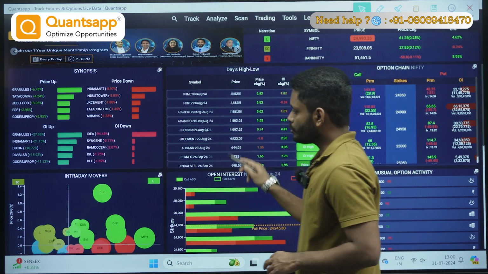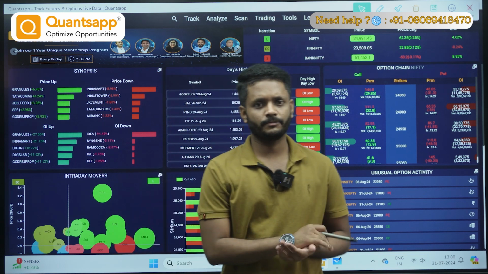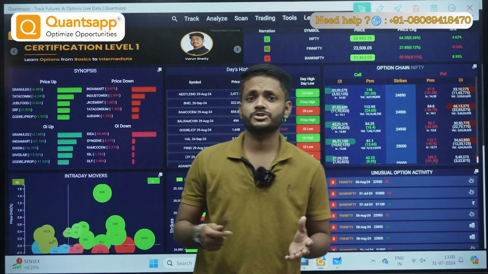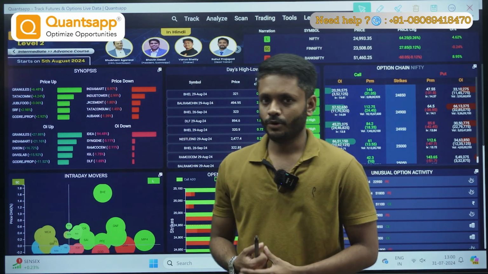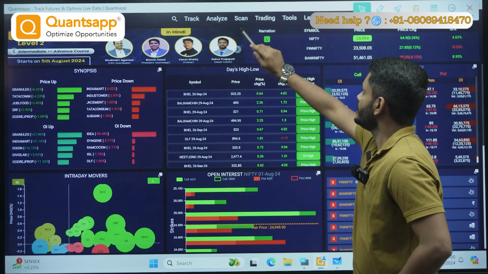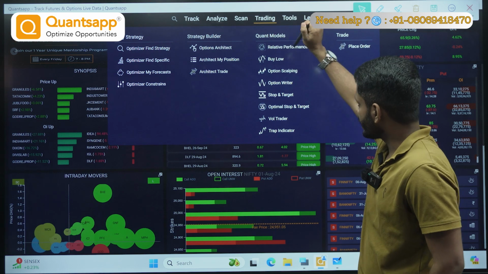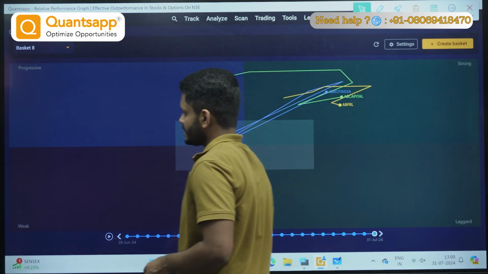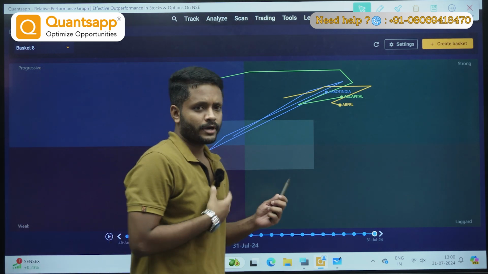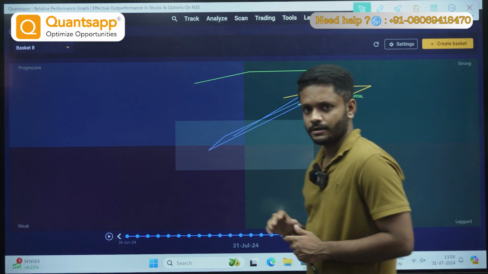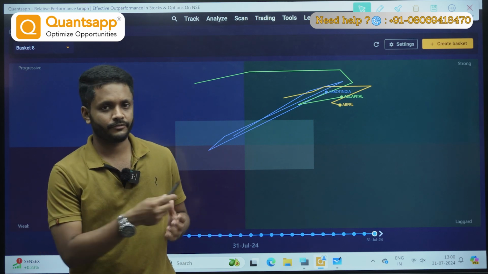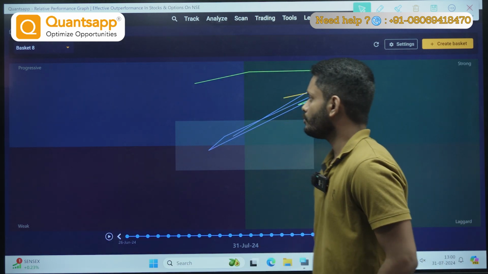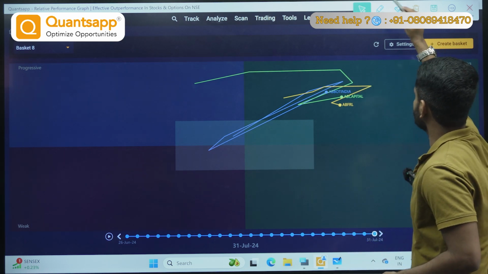So let's get into today's topic. As we discussed, today's topic is about a proper tool or a proper strategy for option buying, and which stocks, how to seek the momentum. First let me click on trading, and under Quant Models, the first one is the relative performance graph. I have already shared a video relating to this RPG, but if anyone is new, you can watch this, or go and watch the previous videos as well. So what is this RPG all about? Let's discuss.